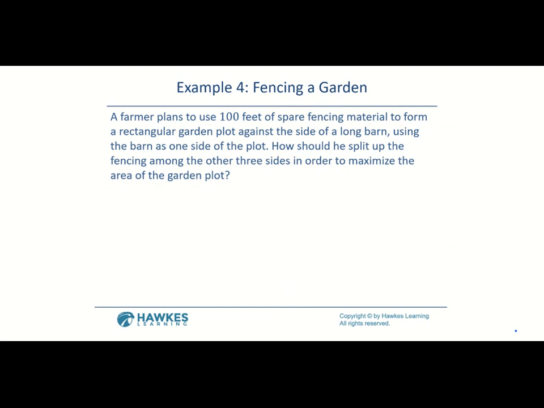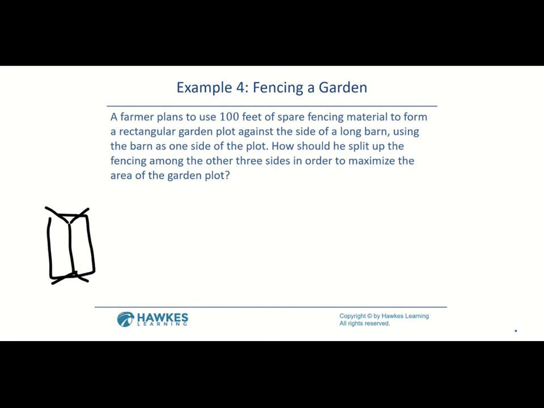All right, so next we're going to look at a word problem with quadratics. In here we have a farmer, and he plans to use 100 feet of spare fencing material to form a rectangular garden plot against the side of a long barn. So again, don't judge on my drawing. It's not fabulous, but here's our barn. All right, there it is. It's the roof of the barn. It's beautiful.